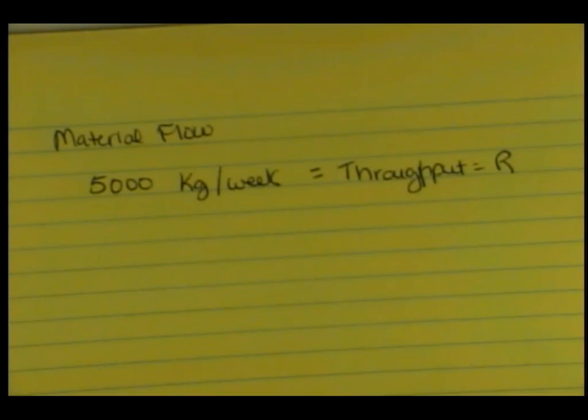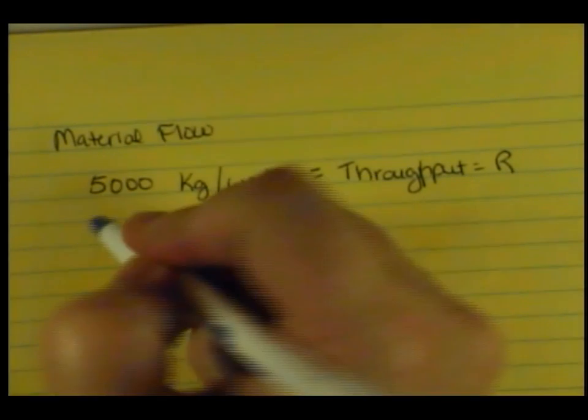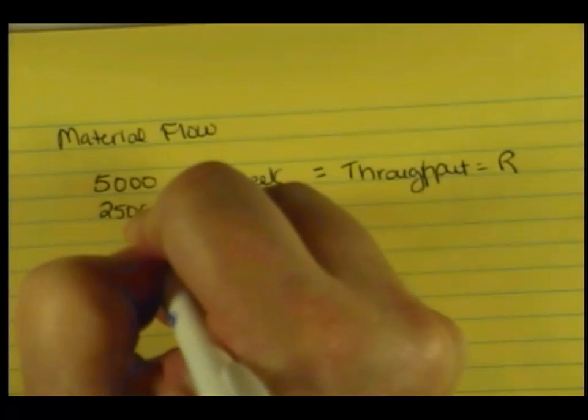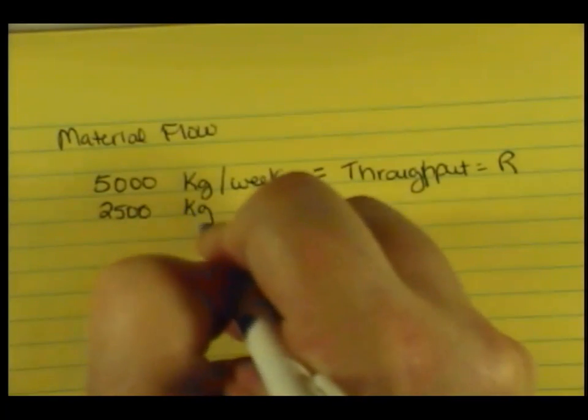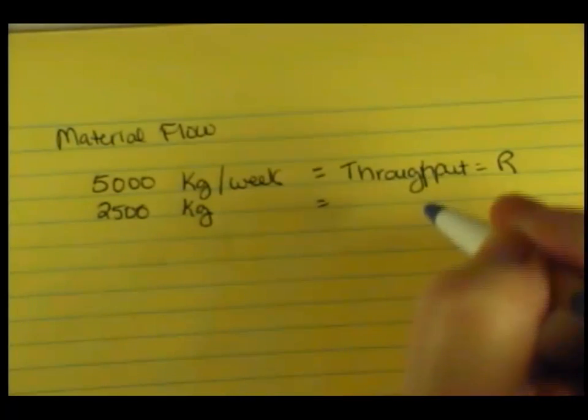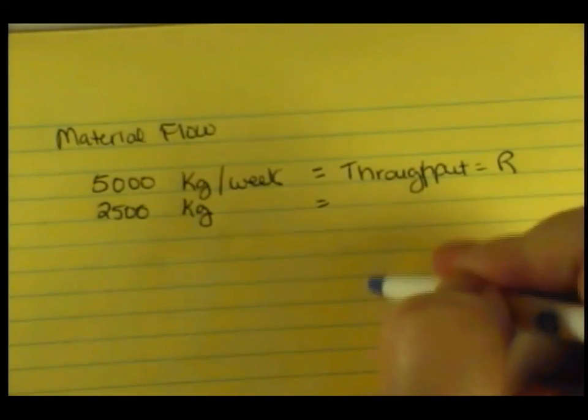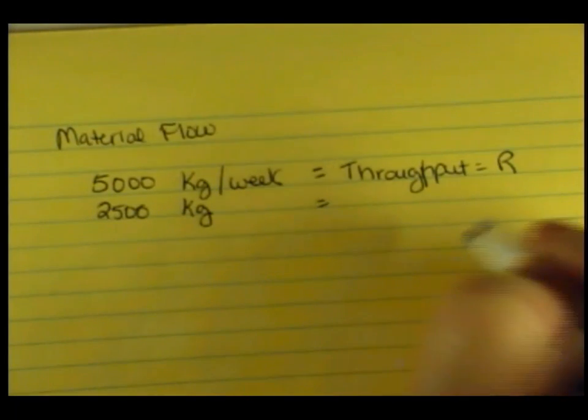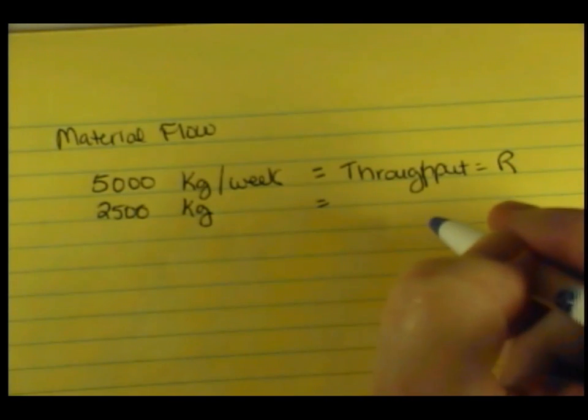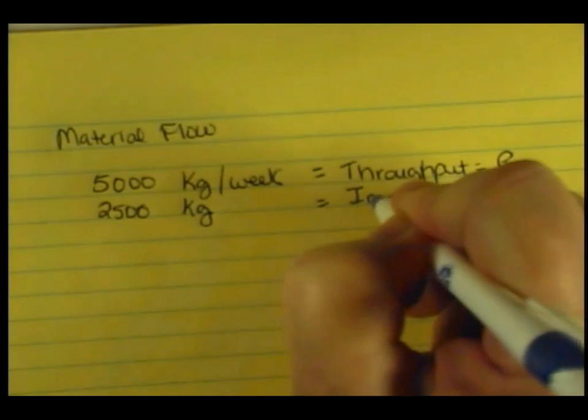And typical inventory of raw meat in cold storage is 2,500 kilograms. If my unit of measure is just kilograms, it's just a unit, what is that? Inventory, throughput, or flow time? Inventory. Yep, it's inventory.